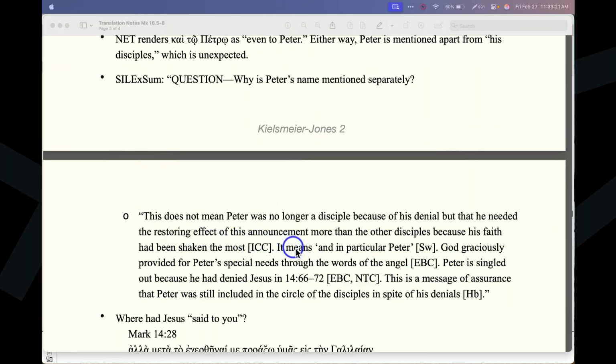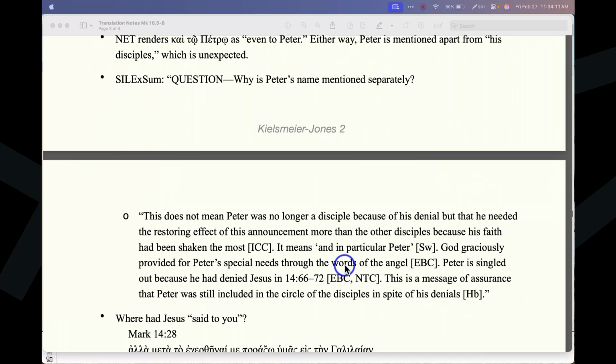Another possibility, it means "and in particular, Peter." So with that meaning, it's not like Peter, in spite of all he's done; there's almost a, maybe not a privileging, but a focusing on Peter that maybe isn't because of anything bad he's done. Maybe it's just for whatever reason, Peter gets singled out here. That's a possibility. And in fact, that could have to do with Peter's connection to Mark, which I am not sure I've seen listed anywhere. Another possibility: God graciously provided for Peter's special needs through the words of the angel. Peter is singled out because he had denied Jesus.